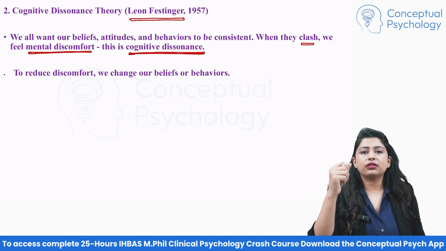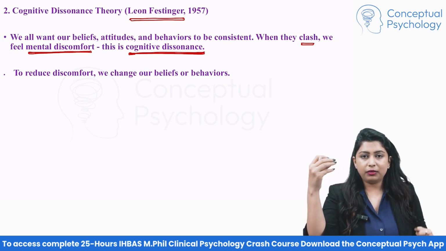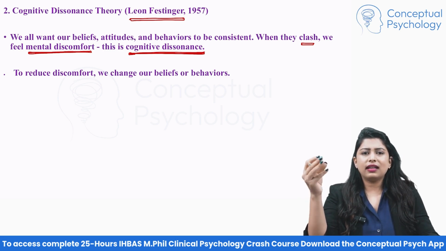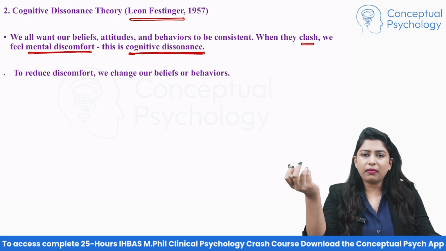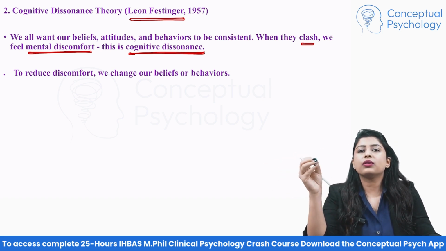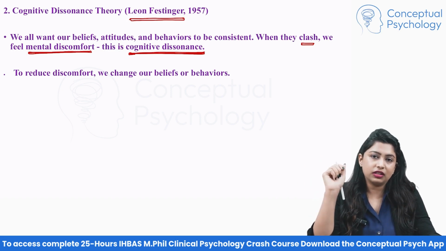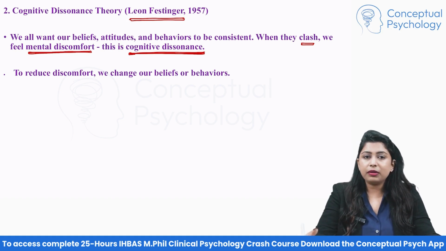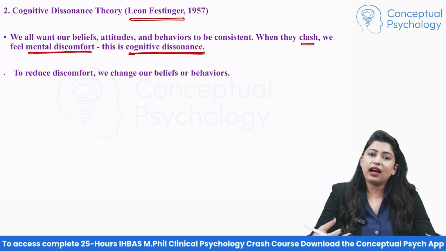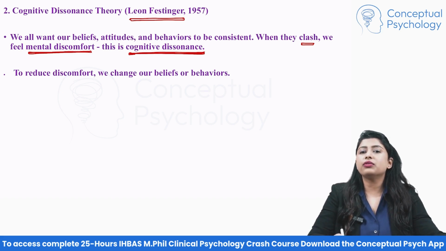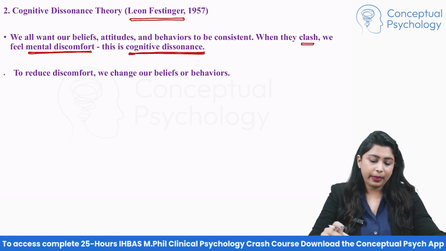A student who skips studying but believes that education is important may say that one day off won't matter, I'll study extra tomorrow. So that is also an example of cognitive dissonance. Cognitive dissonance explains why people sometimes justify unhealthy or irrational choices instead of changing their behavior.